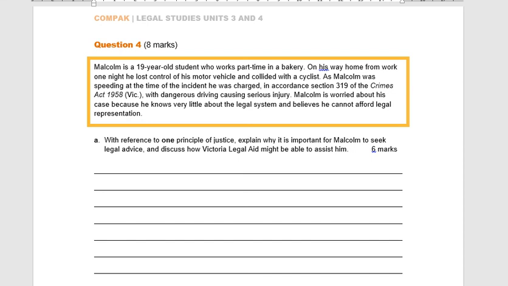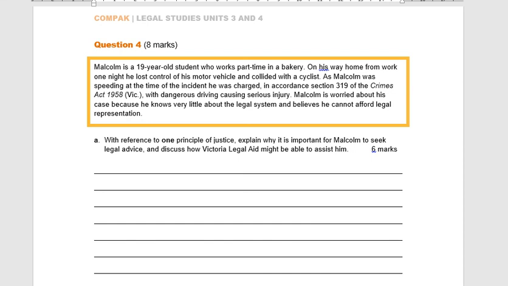Okay. With reference to one principle of justice, explain why it is important for Malcolm to seek legal advice. Okay, so I already said there's 2 parts to this question. That's the first part, explaining why it is important for Malcolm to seek legal advice with reference to a principle of justice. Equality is probably the principle of justice I go to the easiest because it allows Malcolm to be on equal footing with the prosecution.